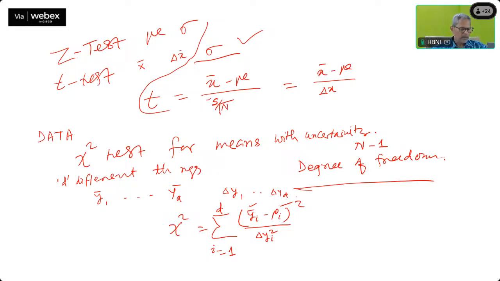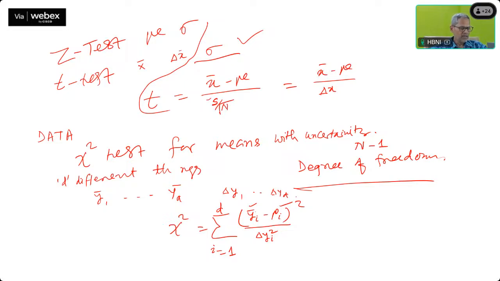Broadly speaking, suppose the difference between experiment and theory is comparable to your uncertainty, then each term will give a value of 1. So if you have D degrees of freedom, then you will get a value of about D. Since one is one sigma, the remaining is 32% beyond one sigma. So you can say that chance alone can explain the deviation between yi and mu y if chi-square is around D.